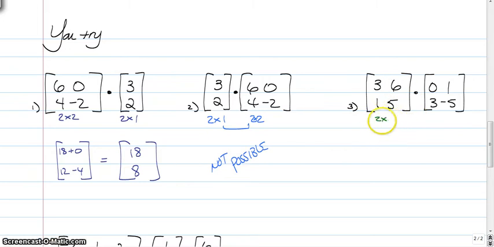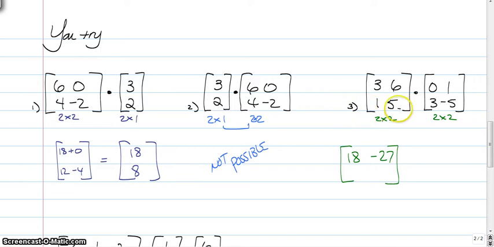And finally the last one. This is a 2 by 2 and a 2 by 2. So this will end up in a 2 by 2. First thing, we're going to do row 1, column 1. 3 times 0 is 0. 6 times 3 is 18. And 0 plus 18 is 18. Row 1, column 2. 3 times 1 is 3 plus 6 times a negative 5. So we have 3 and negative 30, which is a negative 27.